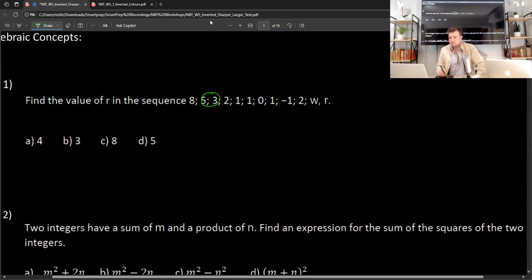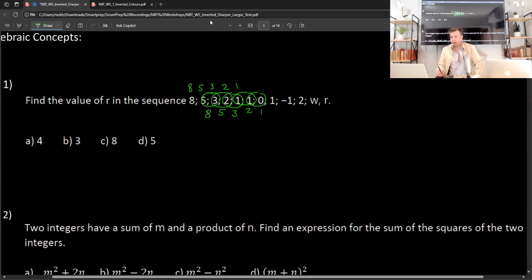Okay, 5 plus 3 gives us 8, right? 3 plus 2 gives us 5. 2 plus 1 gives us 3. Notice, 8, 5, 3. Let's see if it keeps going. 1 plus 1 is 2. 1 plus 0 is 1, right? 2, 1. Look at that. So the two numbers on the right sum to the value on their immediate left.